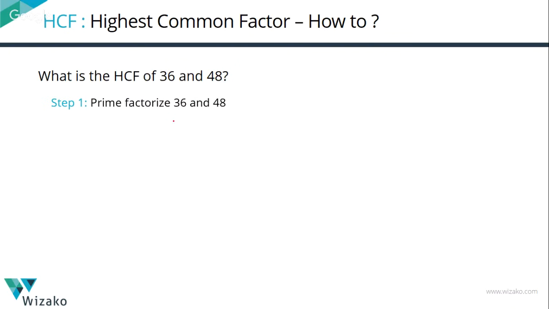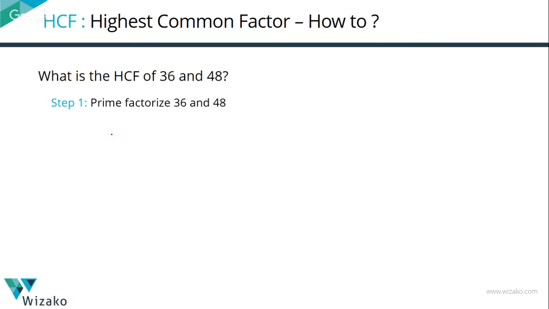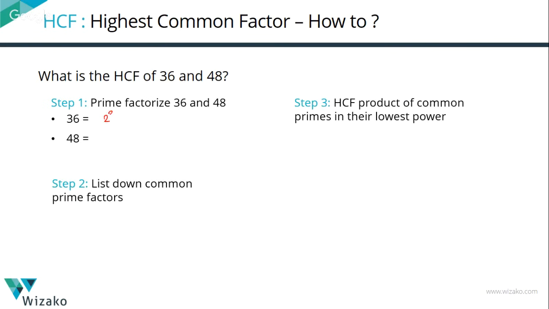First step, prime factorize the numbers. What is the HCF of 36 and 48? We're going to prime factorize both 36 and 48. 36, we have done it earlier. 36 is equal to 2 square into 3 square. 48 is equal to 2 power 4 into 3. So we've prime factorized both these numbers. Now, let's list down common prime factors to find out the HCF. 2 is a prime factor of both the numbers. 3 is also a prime factor of both these numbers.